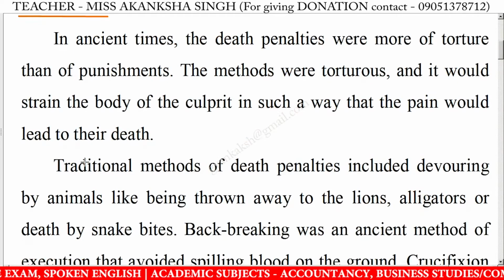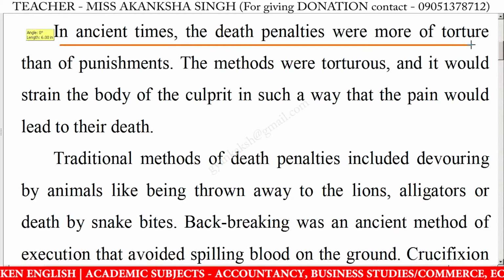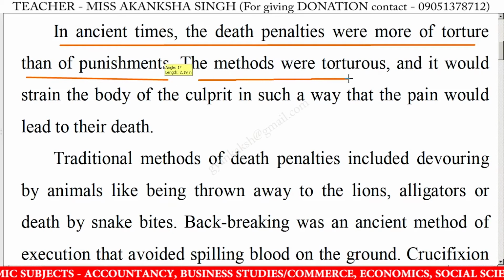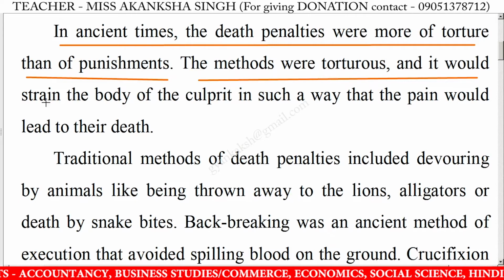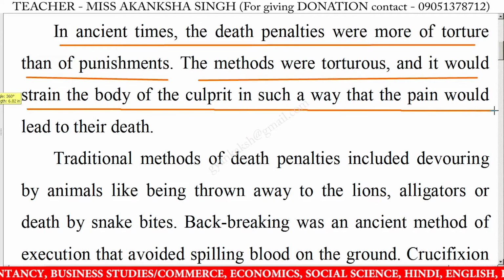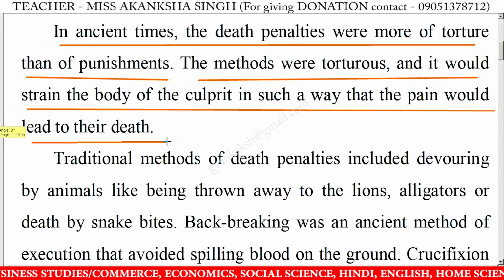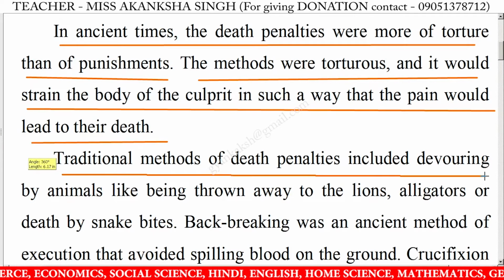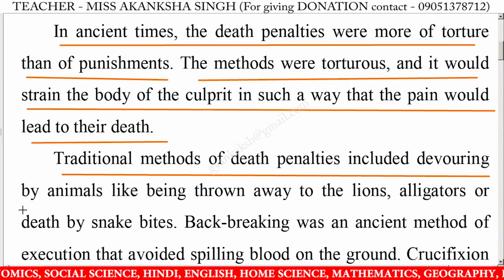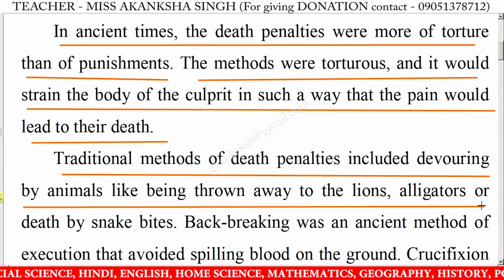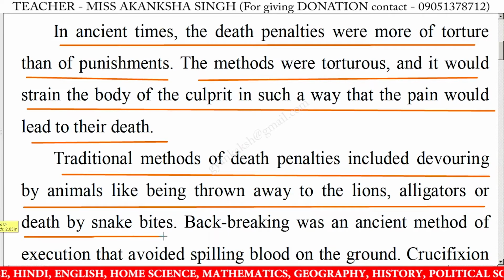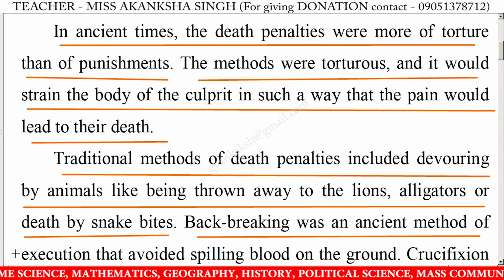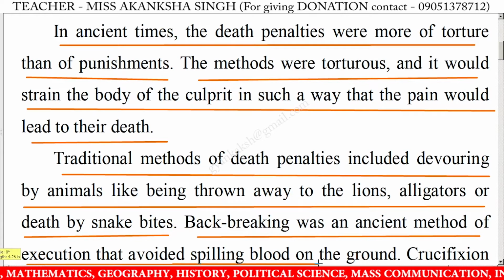In ancient times, the death penalties were more of torture than of punishments. The methods were torturous and it would strain the body of the culprit in such a way that the pain would lead to their death. Traditional methods of death penalties included devouring by animals, like being thrown to the lions, alligators, or death by snake bites. Backbreaking was an ancient method of execution that avoided spilling blood on the ground.